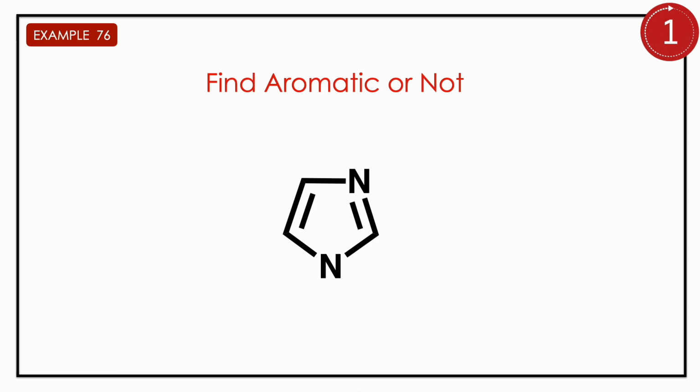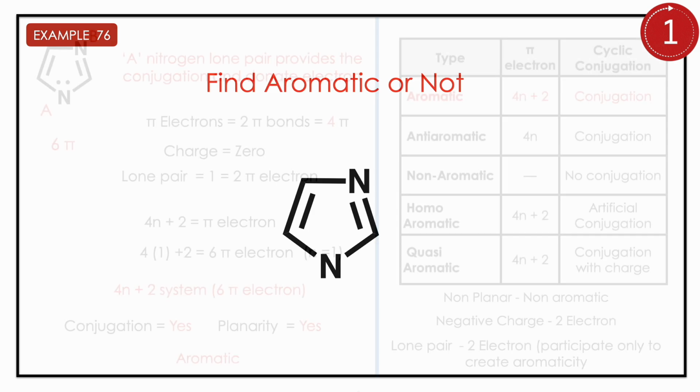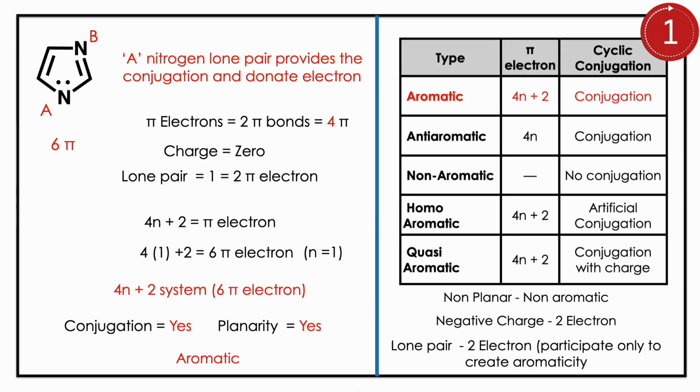Then the next example you have a heterocyclic system with 2 nitrogens and a double bond. We should find whether the given compound is aromatic or not. This question is interesting because it has 2 nitrogens, A and B, but only one donates the electron, which is A, because it should donate the electron to create the conjugation and the aromaticity. B doesn't donate, only A donates.